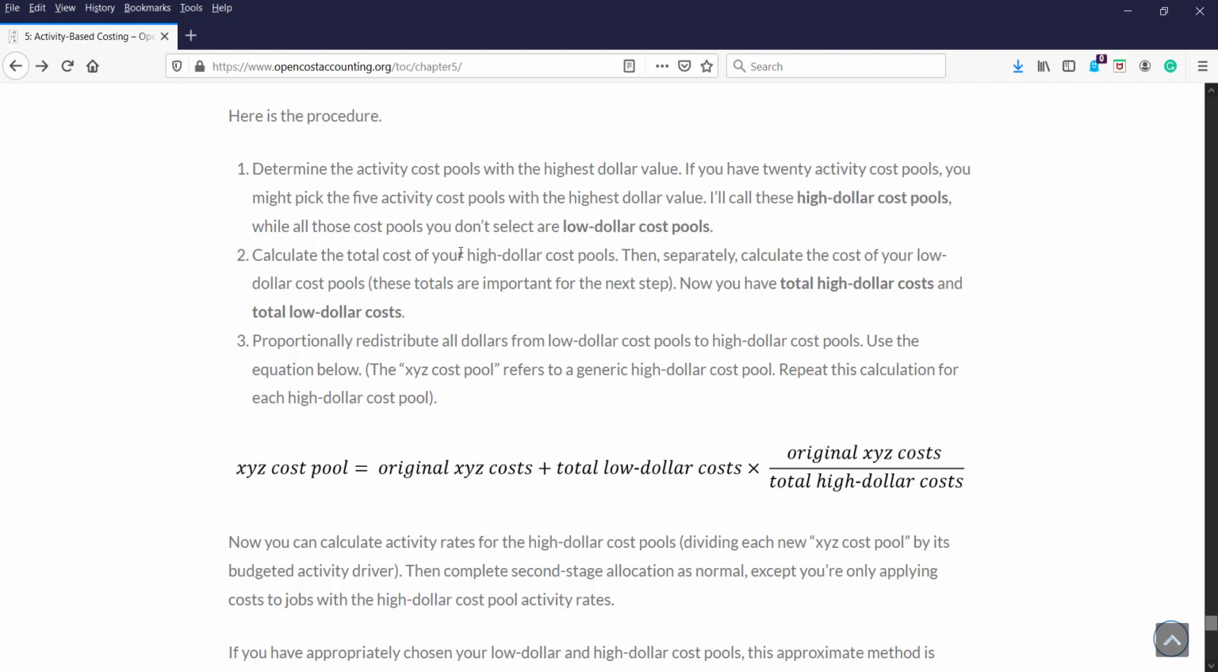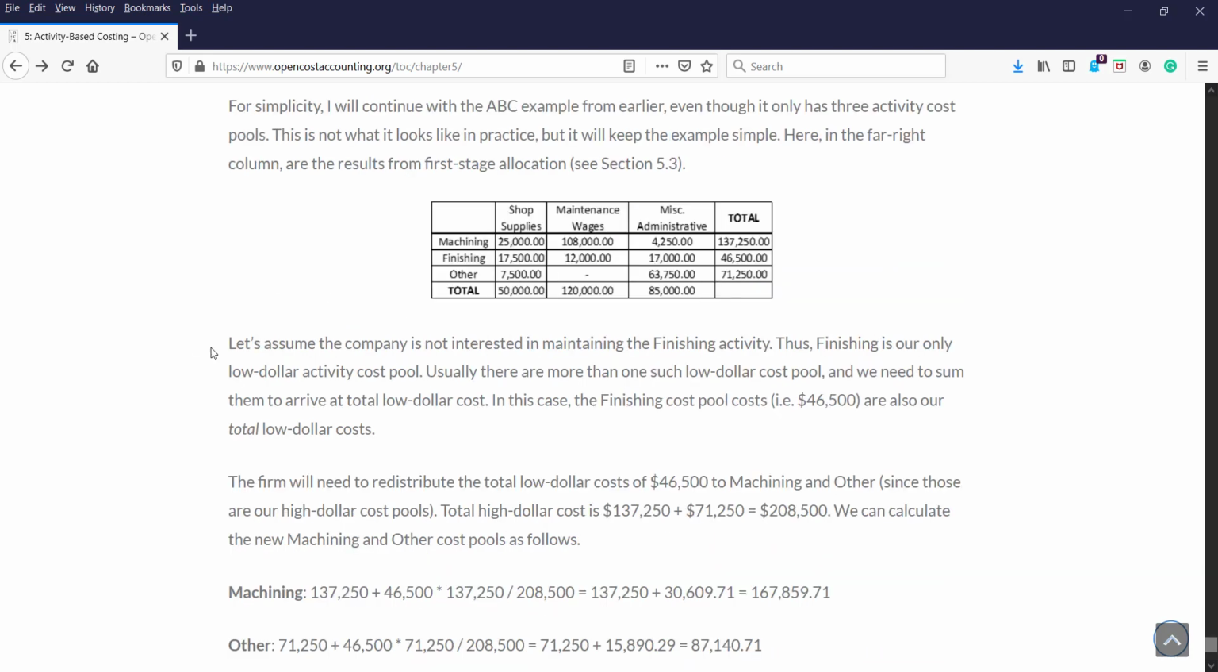So we start with our total cost of high dollar cost pools, and then we divide each cost pool by that total. So let's assume, in the same example we had before from activity-based costing, that the company is not interested in maintaining the finishing activity. They don't want to keep it. They're like, you know what? Having 2 activity drivers is too much. This is not a realistic example, obviously. 2 activity drivers is not too much. But just so we keep this example straight, and you can go from one example to another, let's keep this for now. So we want to get rid of it. It's our low dollar cost pool.